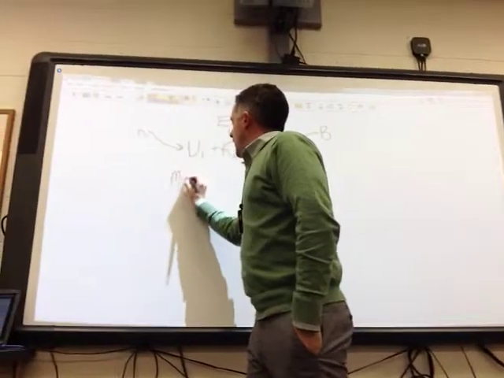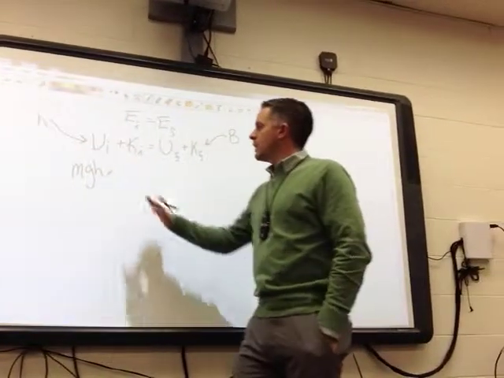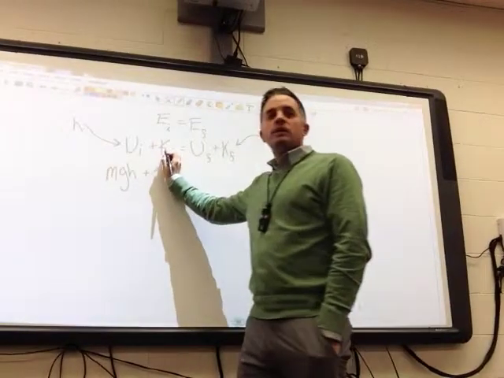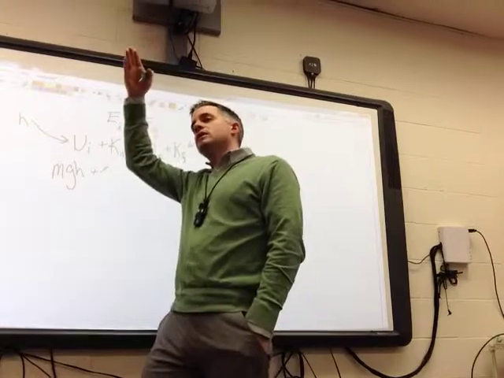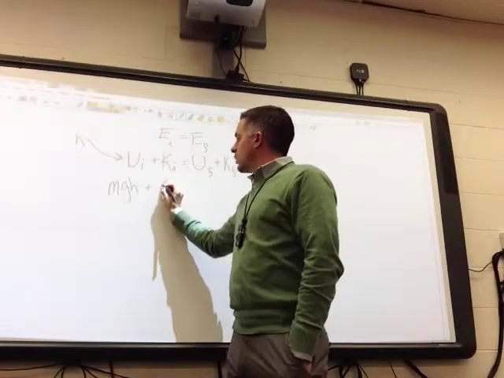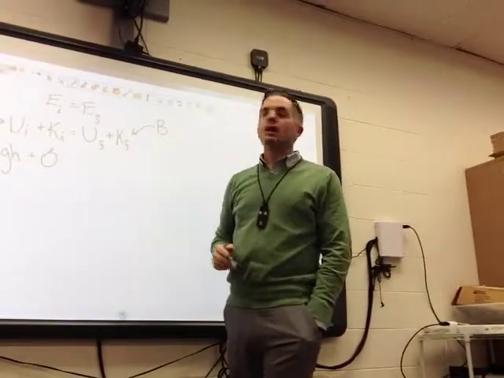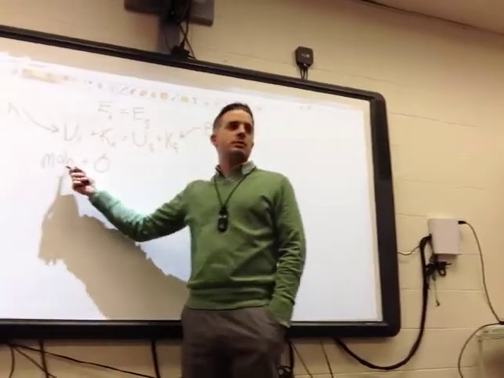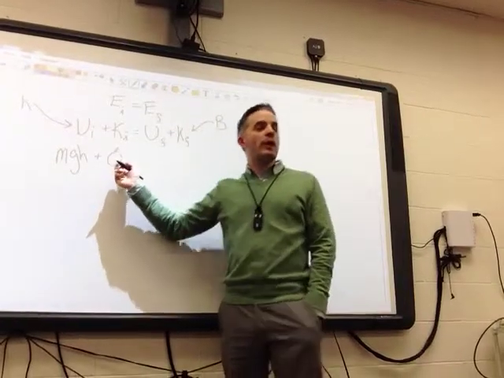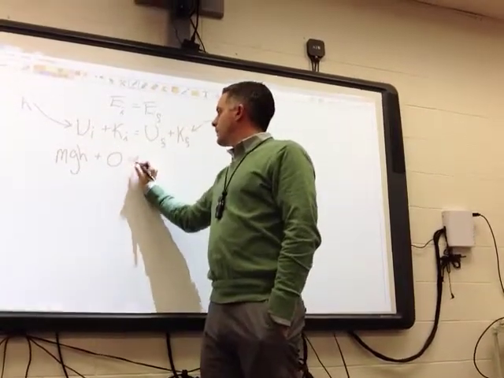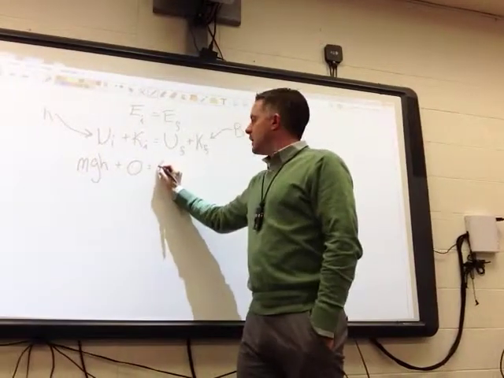So we've got mgh as our potential. Now we're starting from rest. We get to the top of the hill, we stop for a second, and then we come down. So our initial kinetic is 0. The equation for potential is just mgh, because we're not moving, we're starting at rest. Next we have, we'll just call it h because that's what the height is.